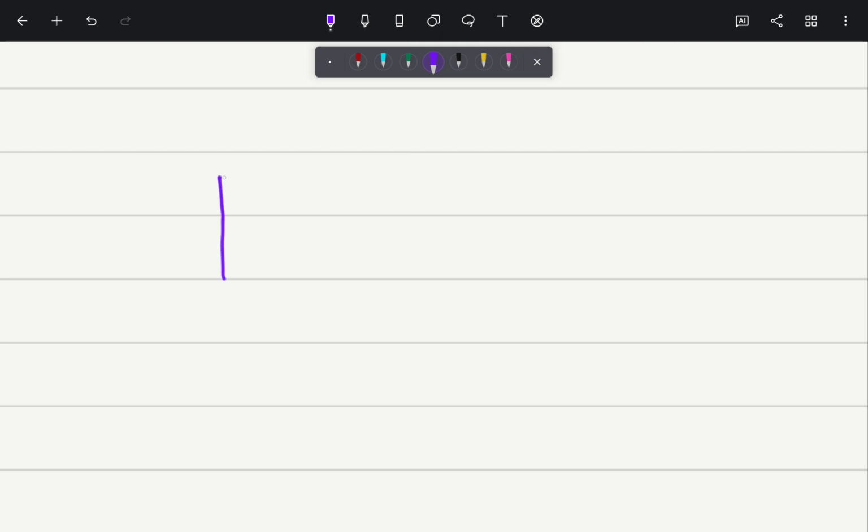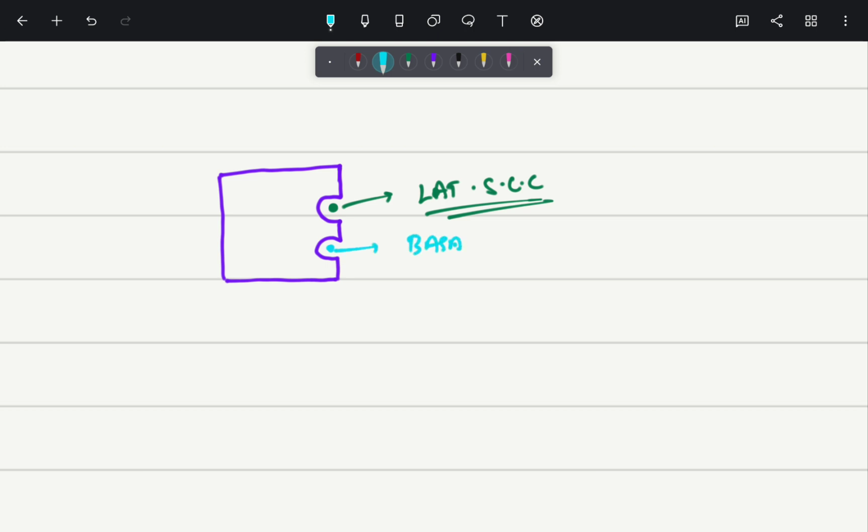So this is the middle ear, and the middle ear has two depressions, 1 and 2. Usually the lateral semicircular canal will pass on the medial wall. Not only that, I already told you the base, or the basal promontory, will also pass on the medial wall of your middle ear cavity.